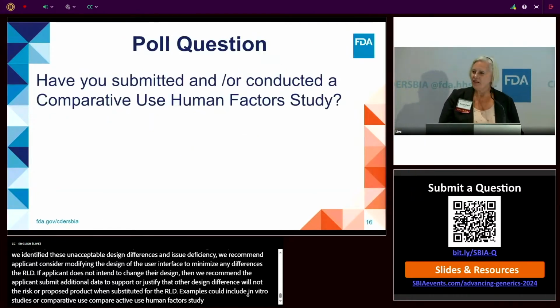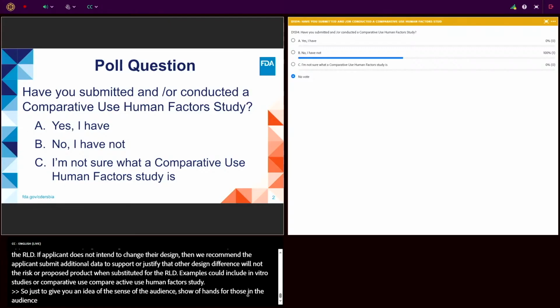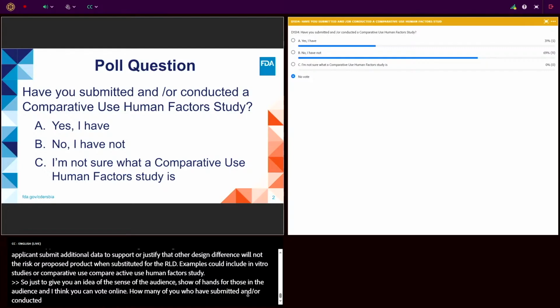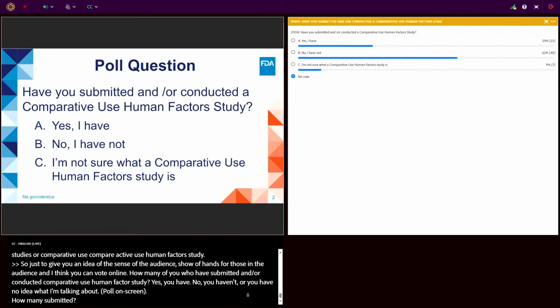So just to get a sense of the audience, show of hands for those in the audience, and I think you can vote online. How many of you have submitted and/or conducted a comparative use human factor study? So yes, you have, no, you haven't, or you have no idea what I'm talking about. So how many have submitted? 1, 2, 3. So how many have not? The vast majority, I'm assuming, have not.